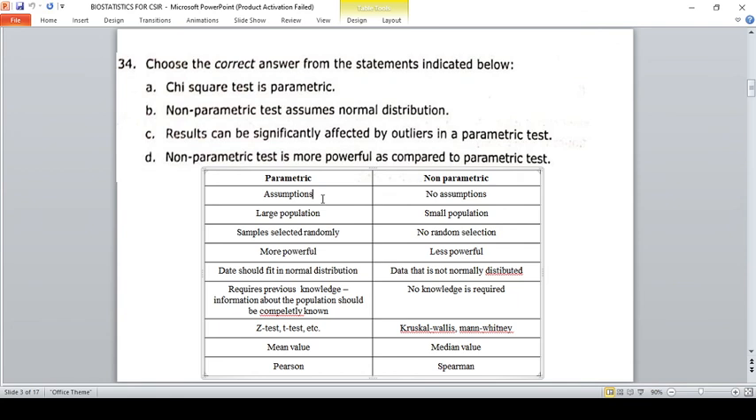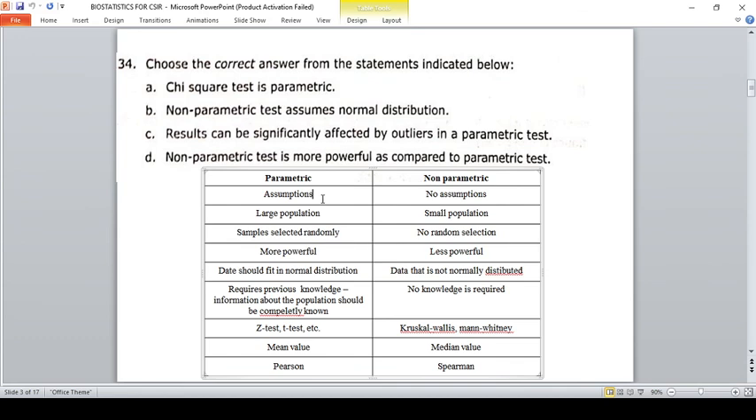In a parametric test, samples will be selected randomly. In a non-parametric test, there is no random selection. Parametric tests are more powerful, but non-parametric tests are less powerful. In a parametric test, the data should fit the normal distribution, that is, a bell-shaped curve where there will be outliers and all. But non-parametric data is generally not normally distributed. Also, in a parametric test, information about the population should be known. In a non-parametric test, no such knowledge is required.